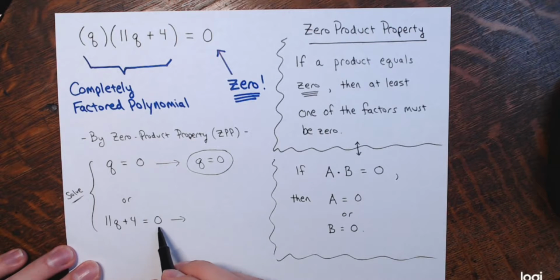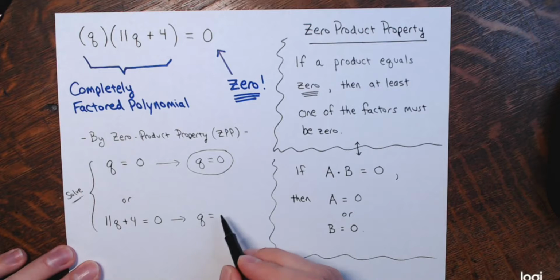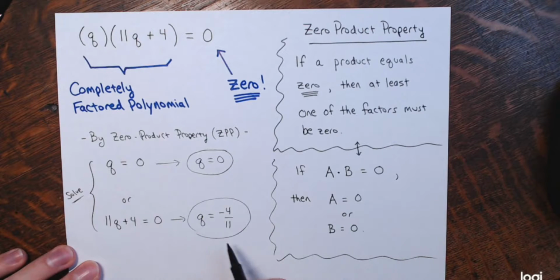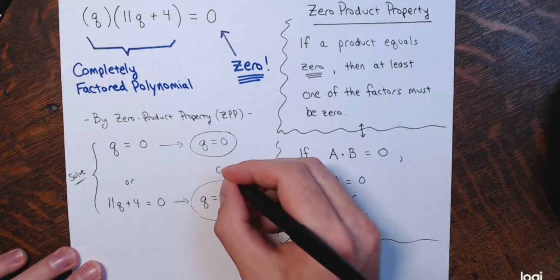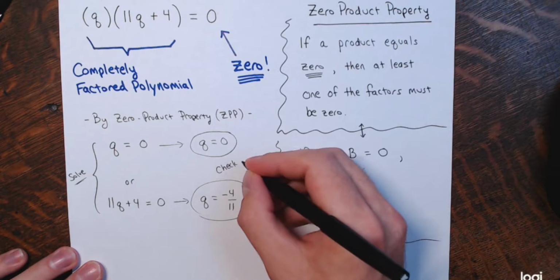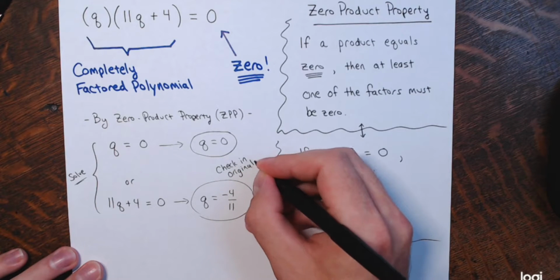11Q plus 4 equals 0. I would subtract 4 divided by 11. We'd get Q equals negative 4/11, right? And then don't forget to check these in the original equation. Always check back in the original equation.